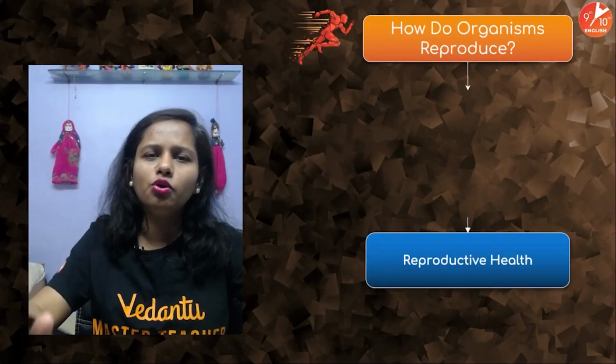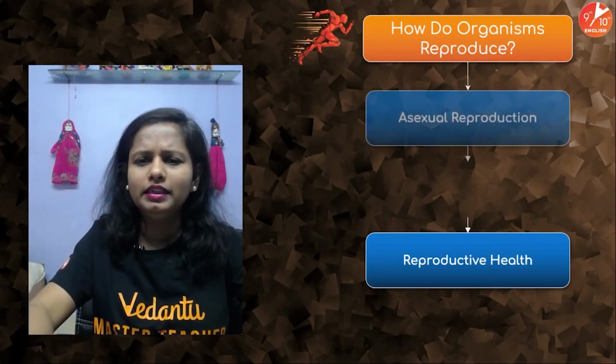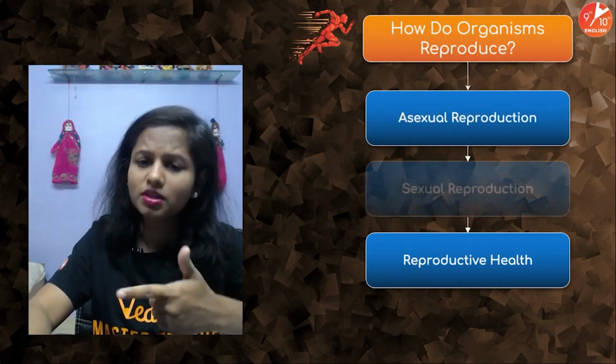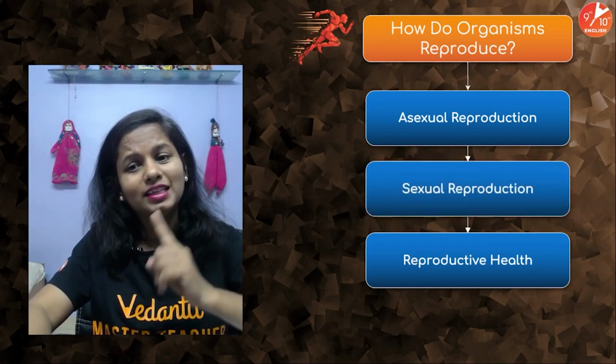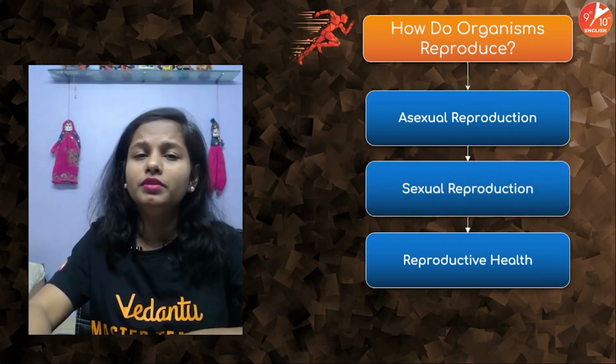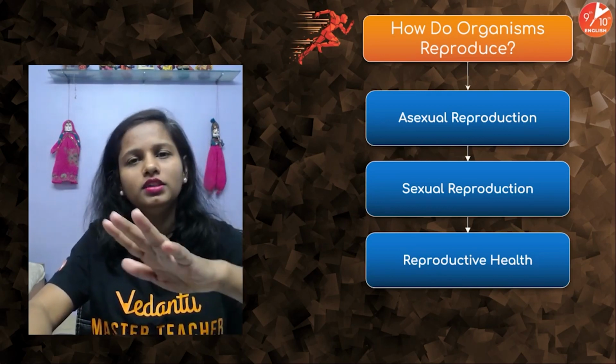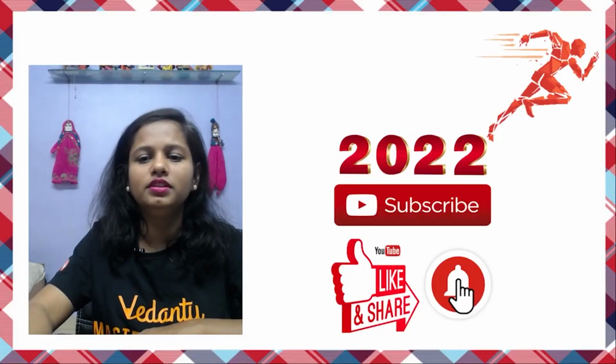Okay. So when we talk about this chapter, it contains asexual reproduction in unicellular and multicellular organisms, sexual reproduction in flowering plants as well as in human beings. Apart from that, the reproductive health and population, right? So these are the various topics associated with this chapter.